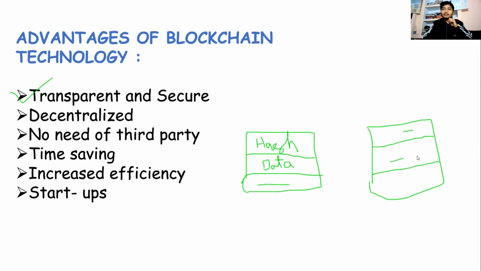As hash, then data, then hash of previous data, then the hash of previous data is going to the new hash. This is connected like this, and so on. In this way, the things will be arranged in the blocks, and this is called blockchain technology. Now, gentlemen, how is it secure?